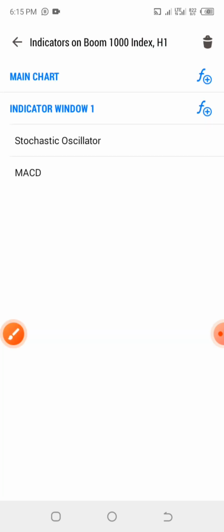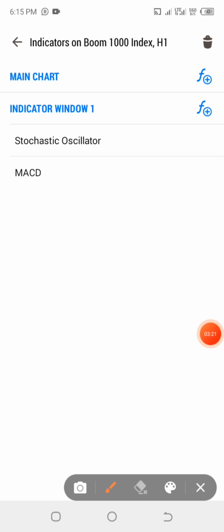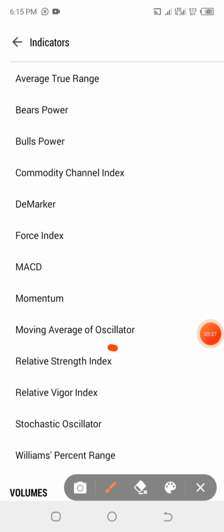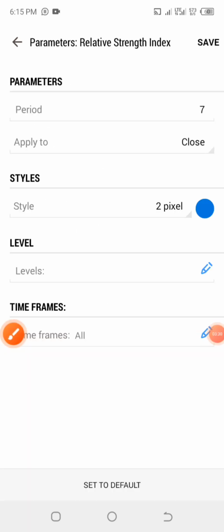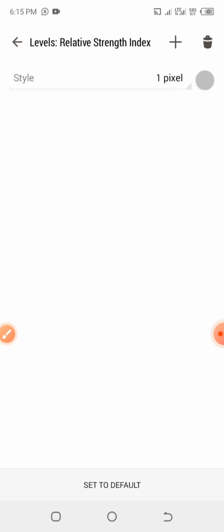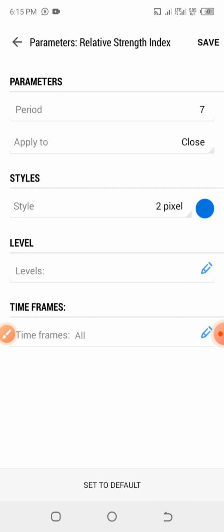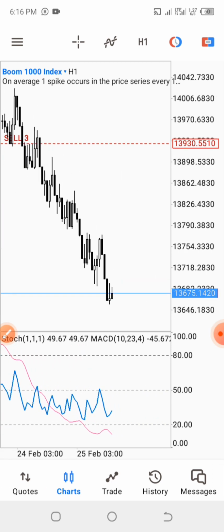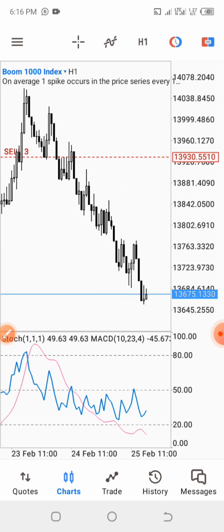The last, but not the least, indicator we are going to add is the RSI. Click on the F plus, and then search for your RSI right here. This is the RSI, and these are the parameters for the RSI. The period is going to be 7. Apply to close, and this time I'm going to use the blue color. Remember, in the RSI we don't need the levels, we just need the settings. Now click on save, and once everything is set up, this is how your chart is going to look.